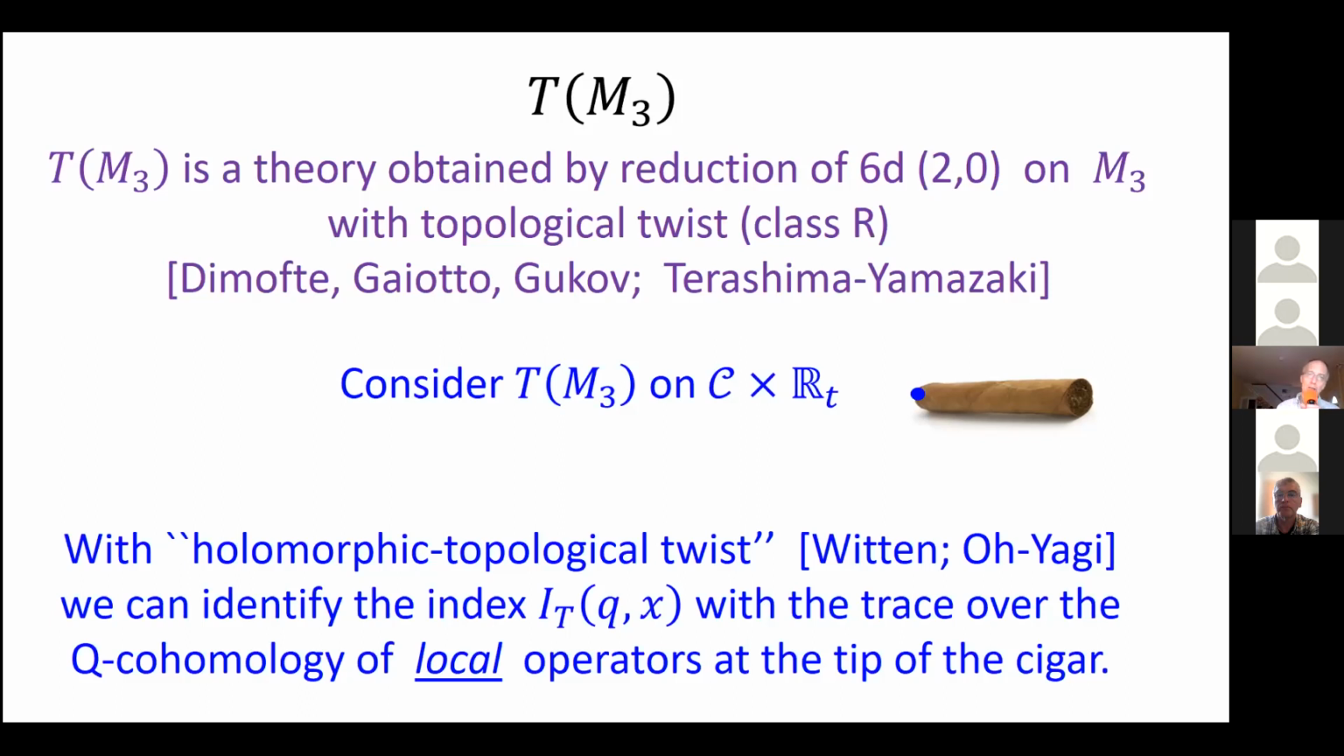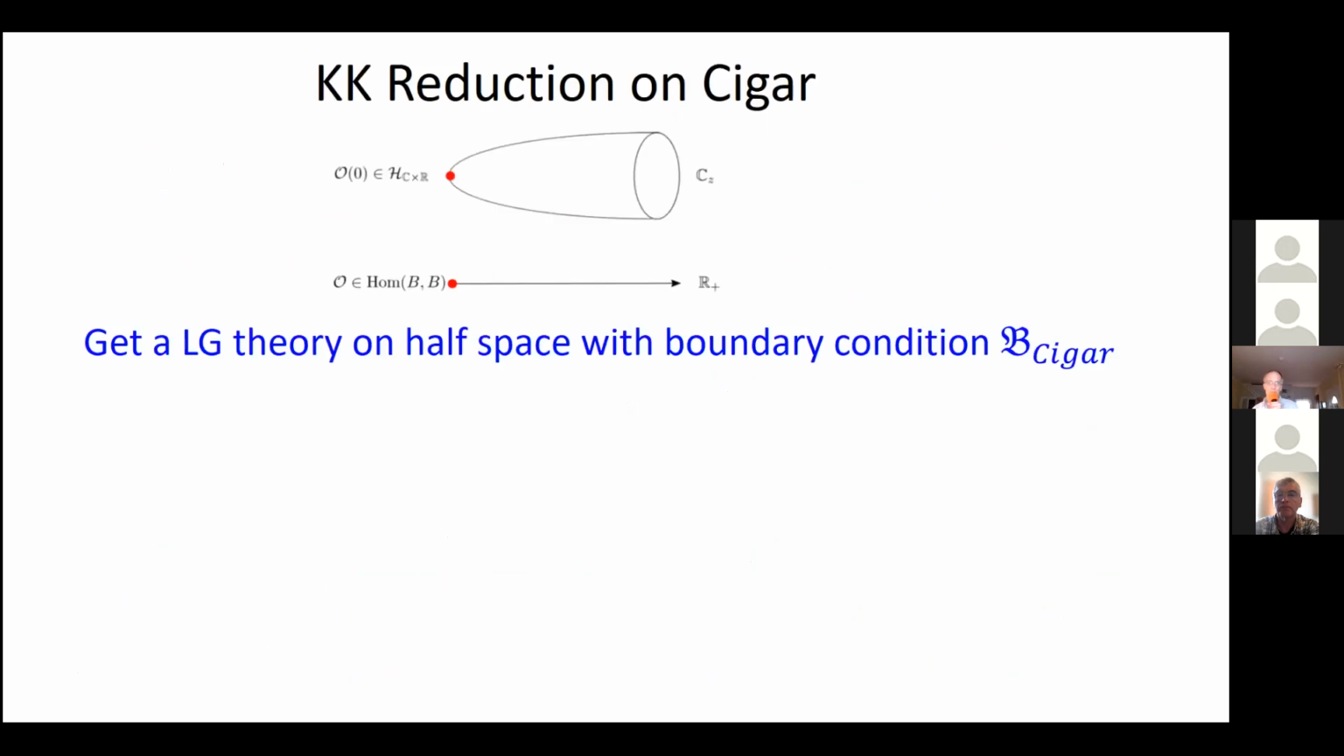If we take that three-dimensional theory, T of M3, and give it a further partial topological twist, known as a holomorphic topological twist, we can identify this Witten index, I sub T of Q and X, with a trace over the Q cohomology of local operators at the tip of the cigar. But the cigar has a U1 isometry of rotation, and you can reduce using that isometry. You go from the three-dimensional theory to a 1 plus 1-dimensional quantum field theory, which turns out to be a Landau-Ginzburg theory.